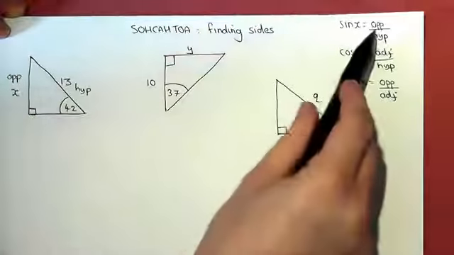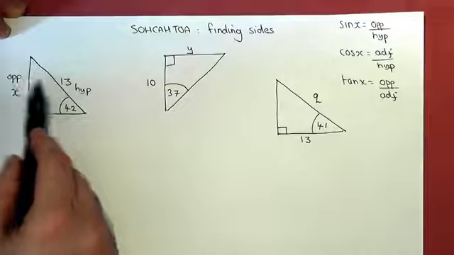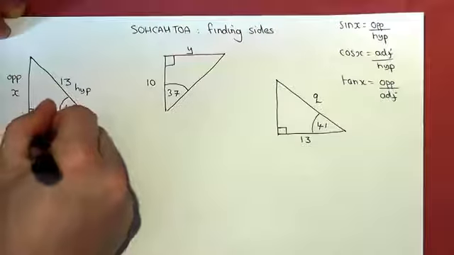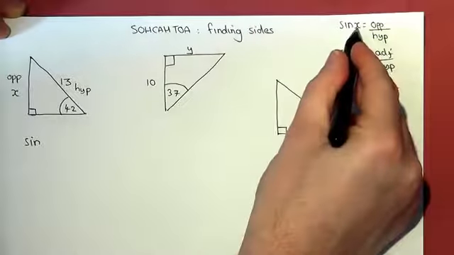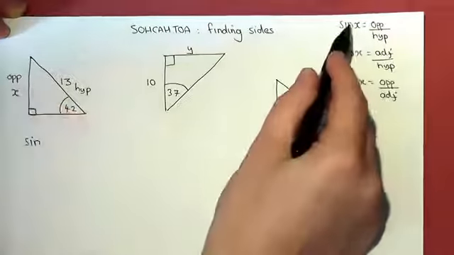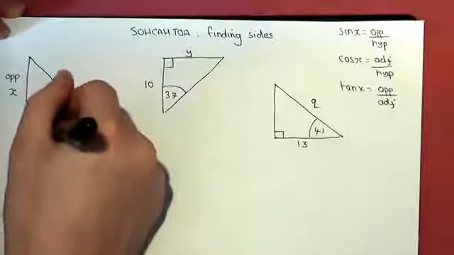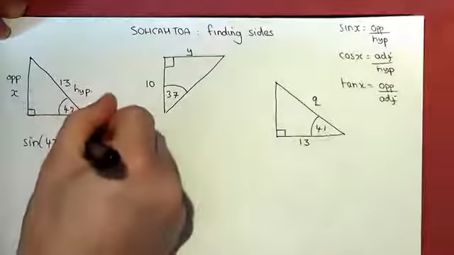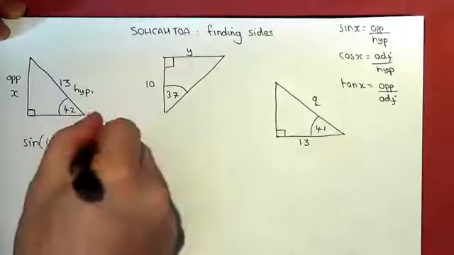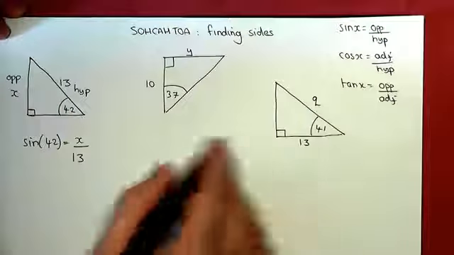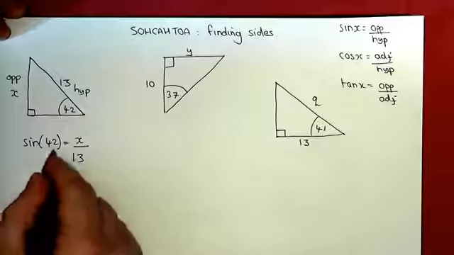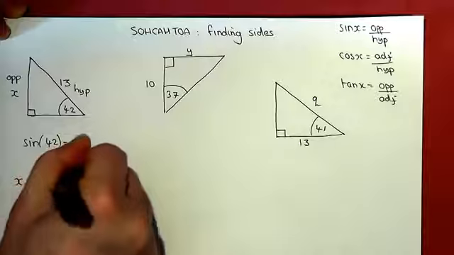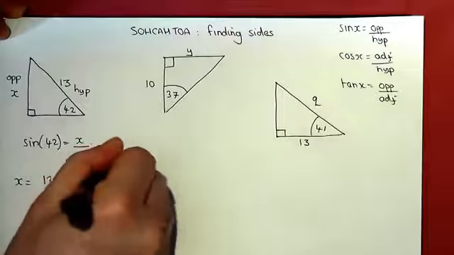And we then identify which of the equations uses opposite and hypotenuse. Well, it's the sine equation. So, sine, now the x here in the equation is the angle, not the x in the question. So, sine of the angle, in this case 42, is equal to opposite, which is x, over the hypotenuse, which is 13. So to find x, I need to rearrange this equation by timesing by 13. So x equals 13 lots of sine 42.